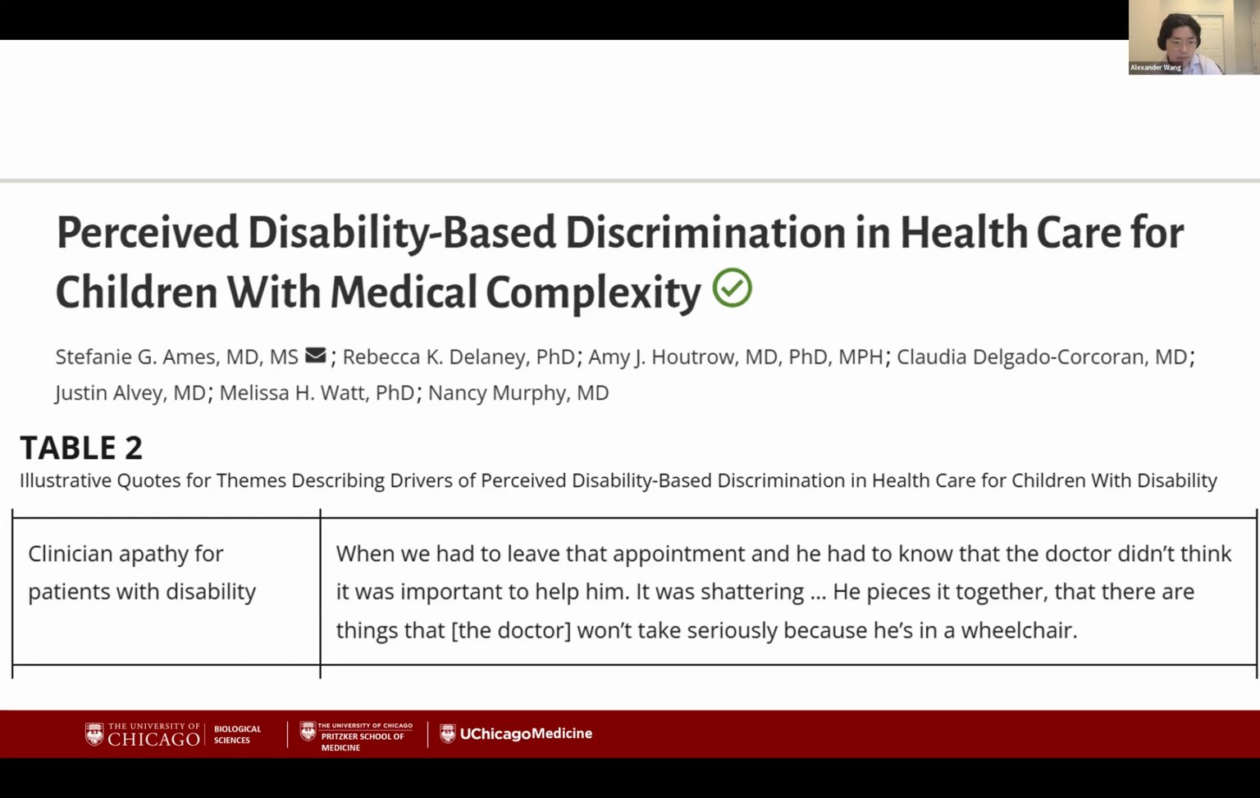And the quote says, "When we had to leave that appointment and he had to know that the doctors didn't think it was important to help him, it was shattering. He pieces it together that there are things that the doctor won't take seriously because he's in a wheelchair." I mean, just a devastating quote. This should not be happening to any patient. And I think this really emphasizes how this disability-based discrimination is a health equity issue. It's a health equity issue because this is not acceptable, should not be acceptable.